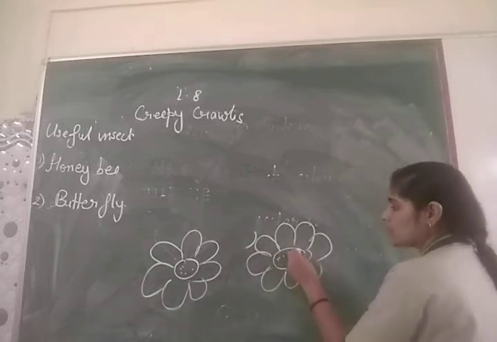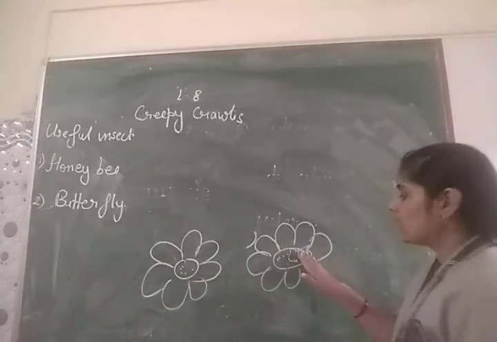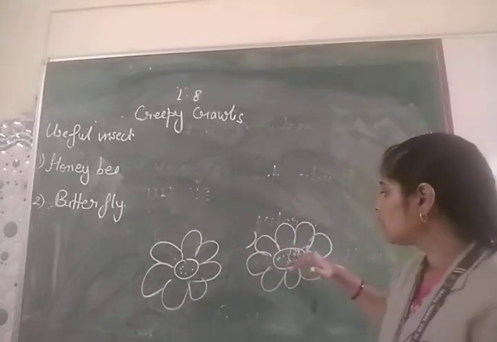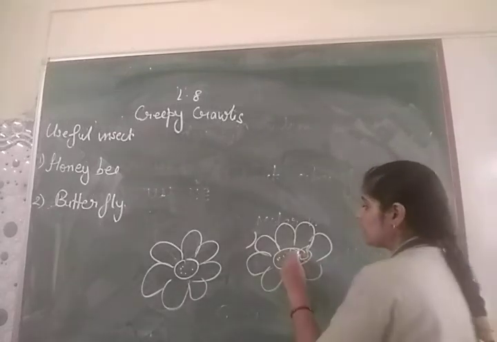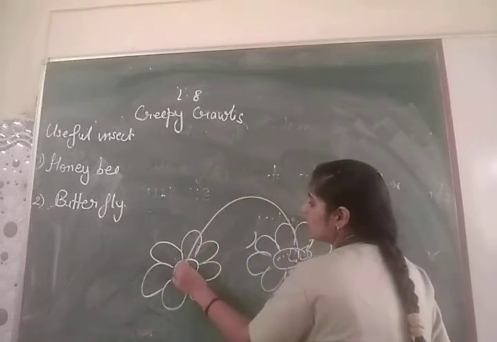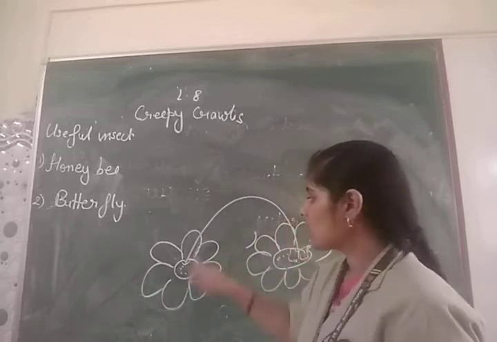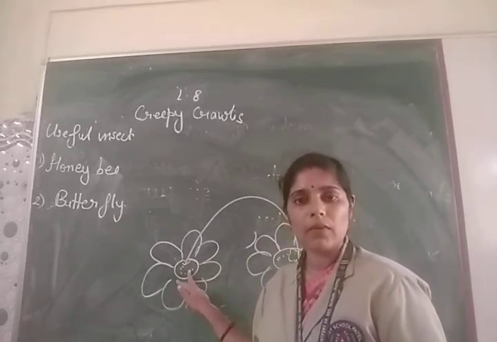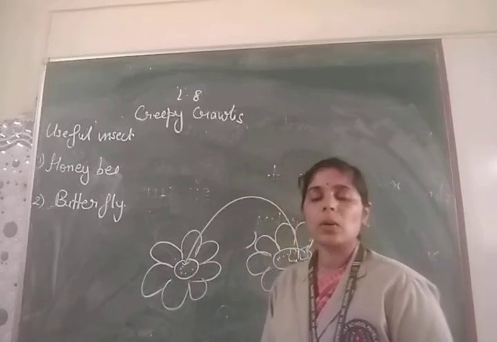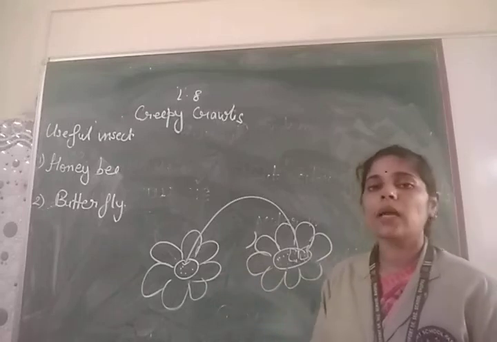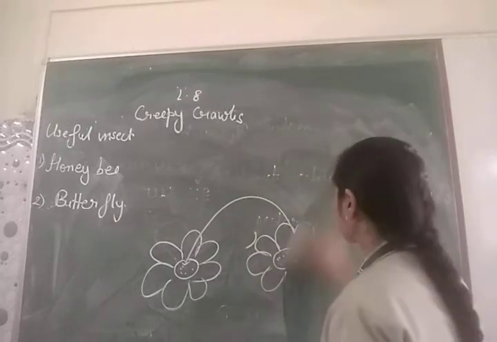So the butterfly first sits on this one. Suppose this is the butterfly, here I am making the butterfly. It comes and sits on this flower. The pollen grains get attached to the leg of the butterfly. Then this butterfly flies and sits on the other flower. So pollen grains from here are transferred to the other flower, and due to this some new flowers are produced. So in this way the butterfly is helpful to form new flowers.